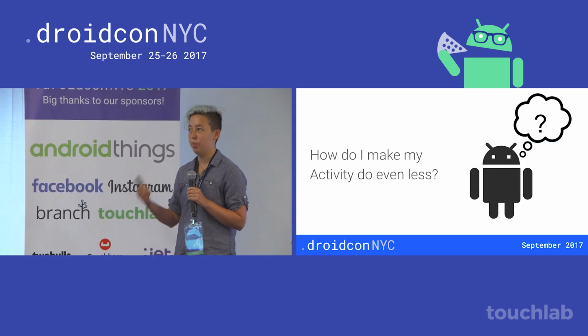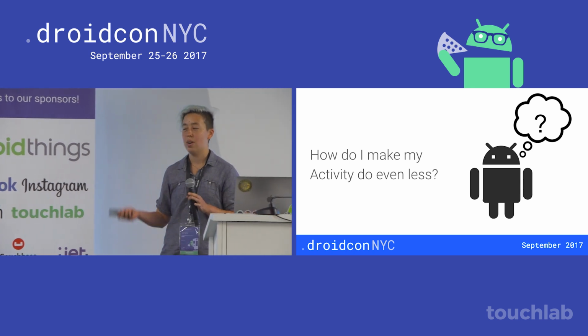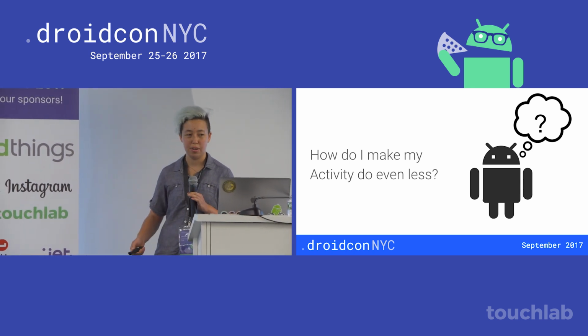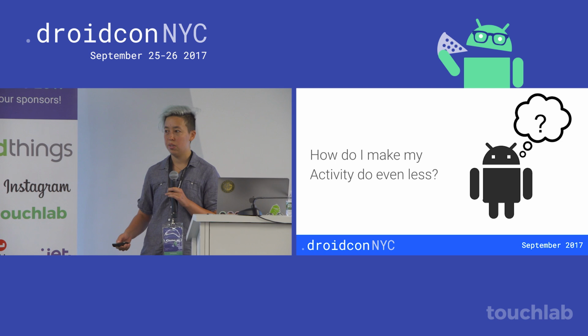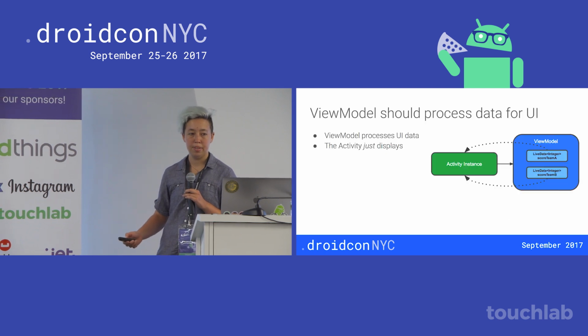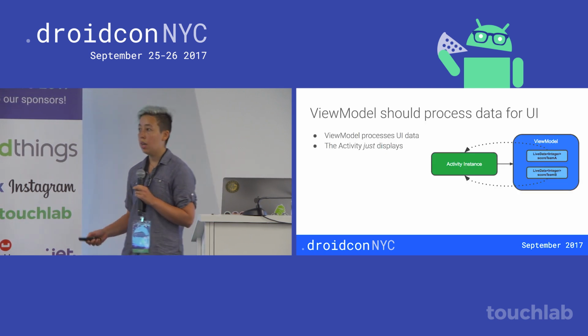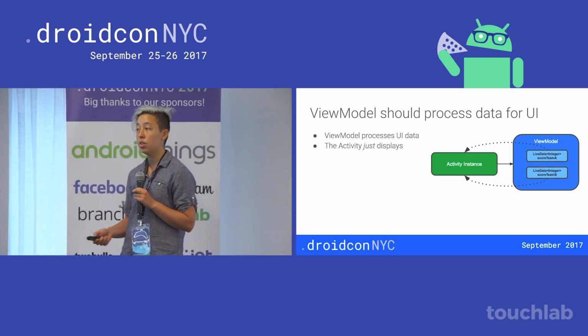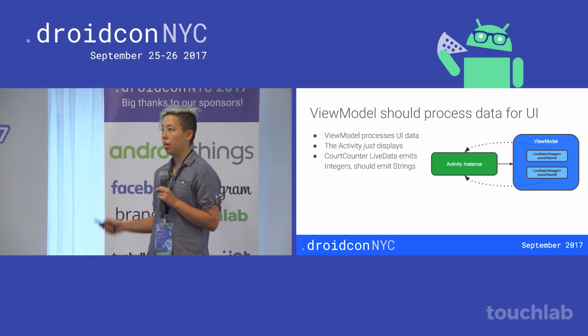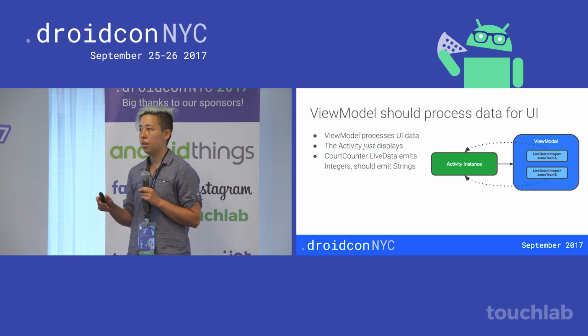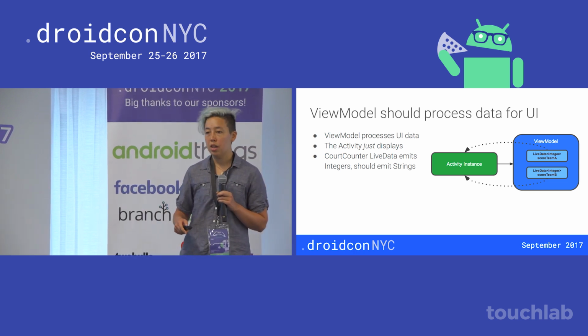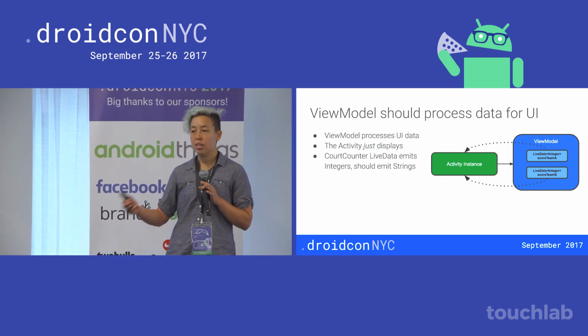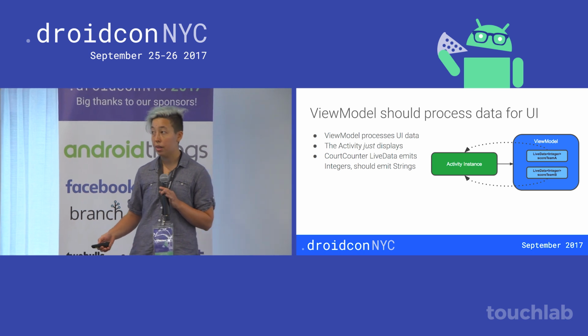Okay, so this is a little bit of a softball question, or a leading question that I threw to myself. How about you make your activity do even less than it is doing right now? Again, the job of the view model is to process the data, and the activity is just there to display the data. Court counter emits a LiveData that has integers in it, but what the activity really wants is for it to be emitting strings.